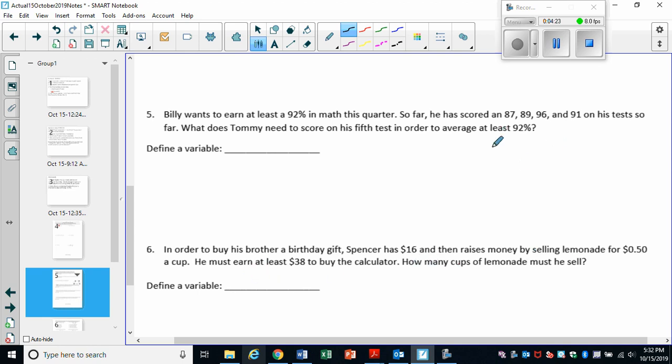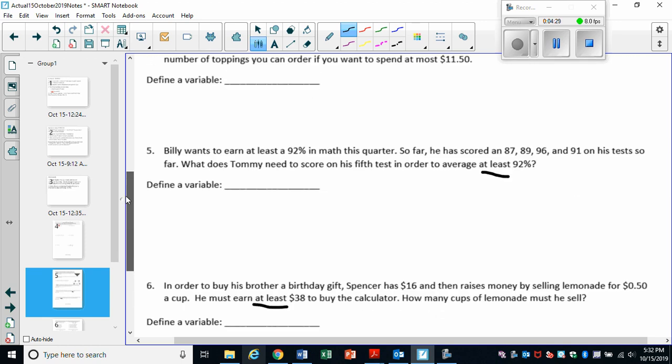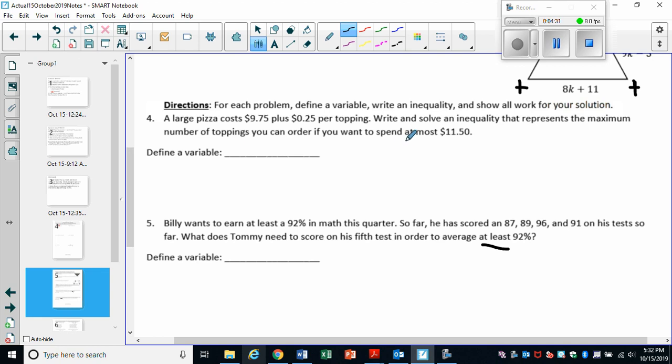And then look at your key phrases such as at least, at most, less than, greater than, no more than, no less than. Think about those phrases. That'll determine whether you need a less than, greater than, less than or equal sign, or greater than or equal sign.